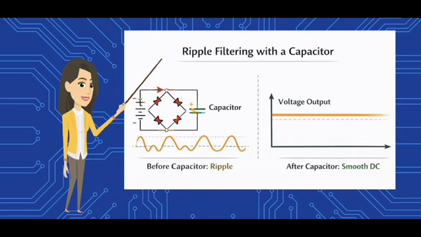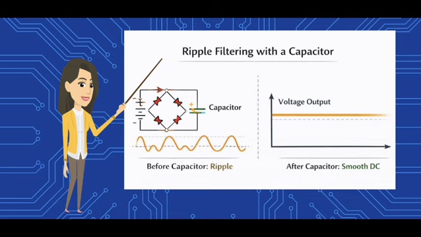Now look at the waveform when a capacitor is connected across the load. The capacitor charges when the rectified voltage rises to its peak. When the voltage starts to drop, the capacitor slowly discharges and supplies current to the load. Because of this charging and discharging action, the capacitor fills the gaps between the peaks of the waveform. As a result, the large fluctuations in the voltage are reduced. The output voltage becomes much smoother compared to the waveform without the capacitor. So the capacitor acts as a ripple filter and converts pulsating DC into a smoother DC voltage. In simple terms, the capacitor stores energy at the peaks and releases it when the voltage drops, helping to smooth the DC output.